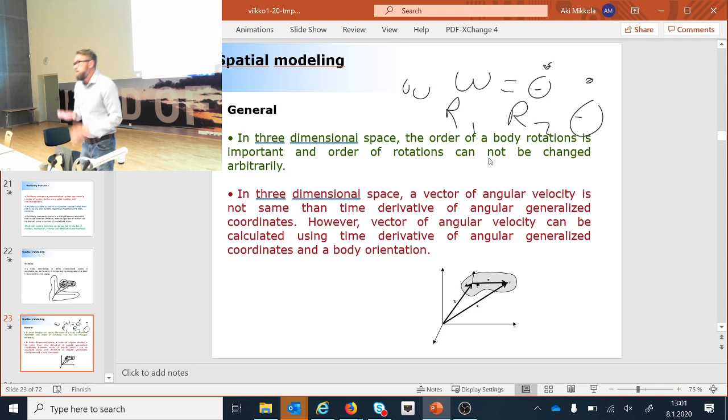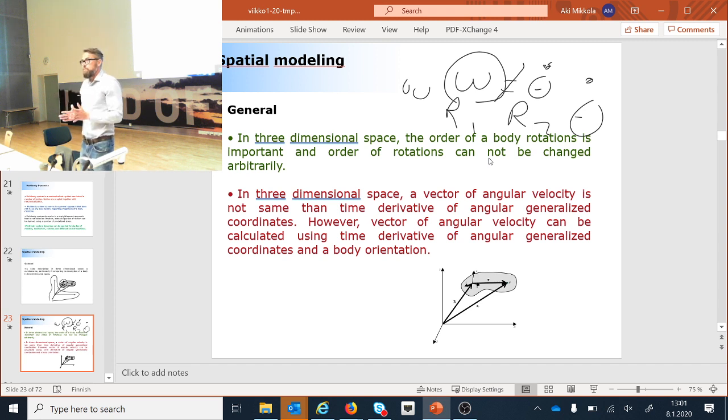Three-dimensional space is more complicated than that, and that's where the big difference comes from. Because in three-dimensional space, angular velocity is a vector, a vector that consists of three components. These three components can be described with respect to the body reference coordinate system or the global coordinate system. But the big difference is this: there is no way to describe the angular velocity by differentiating the angular coordinates of the generalized coordinates. So that's not equal. Those two things can be related, but they are related in a little bit complicated ways. And this is a big difference.